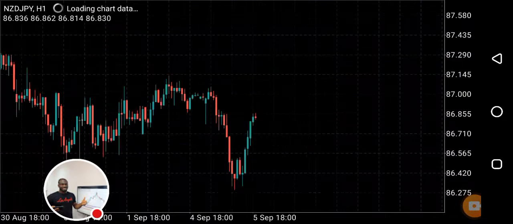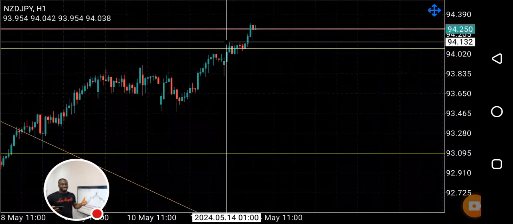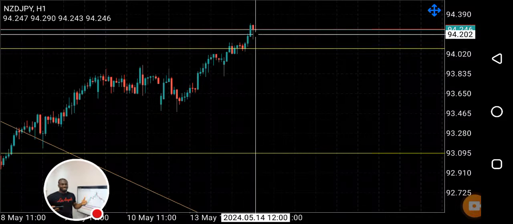Okay, so let's go to 1 hour. You can see we already had a bearish reversal pattern. This is a bearish reversal pattern. So one can risk selling New Zealand JPY.